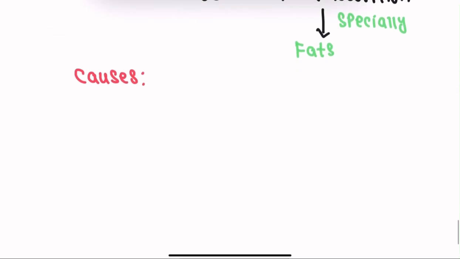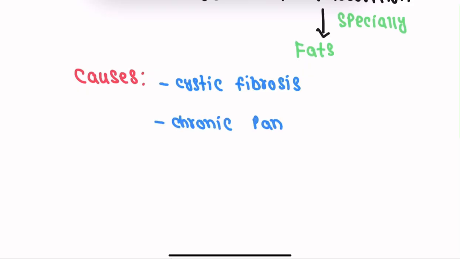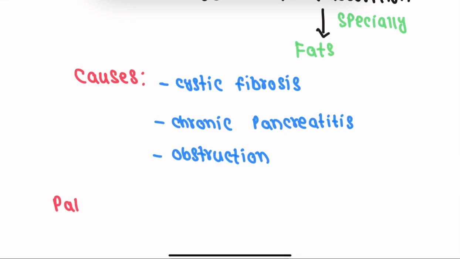deficient earlier. Then we will talk about the causes. Causes include cystic fibrosis, chronic pancreatitis, and obstruction. These are the three main causes which cause pancreatic insufficiency.